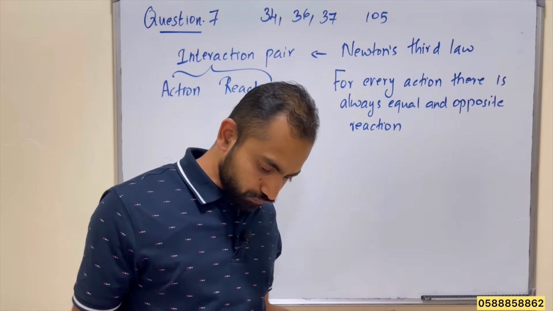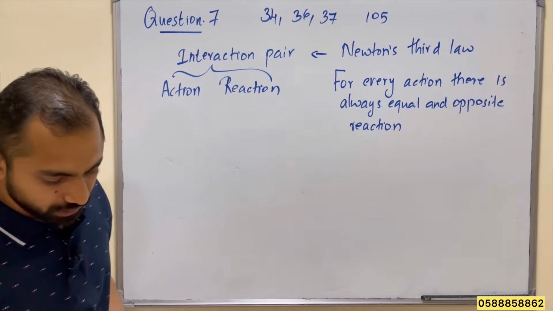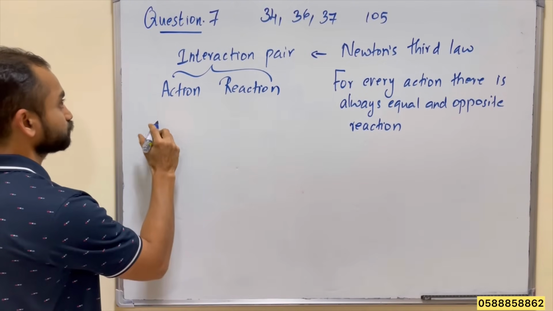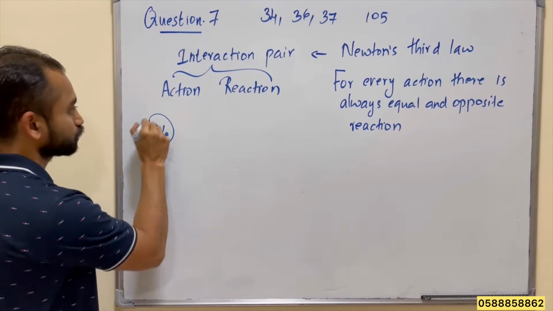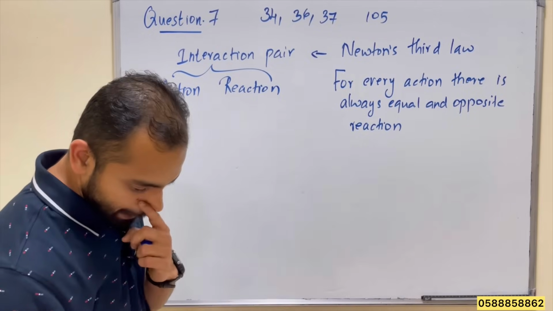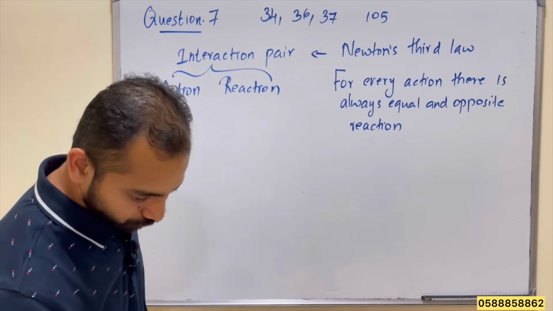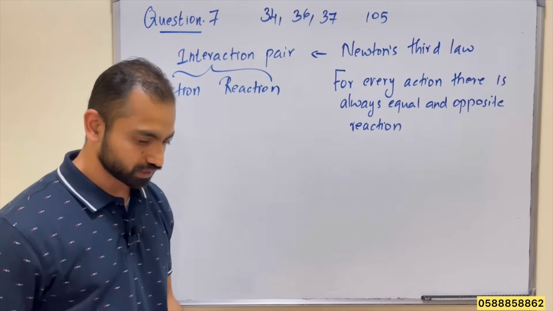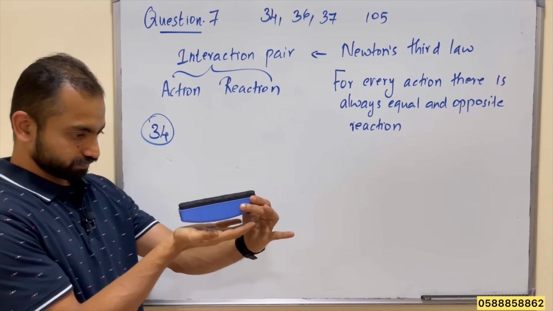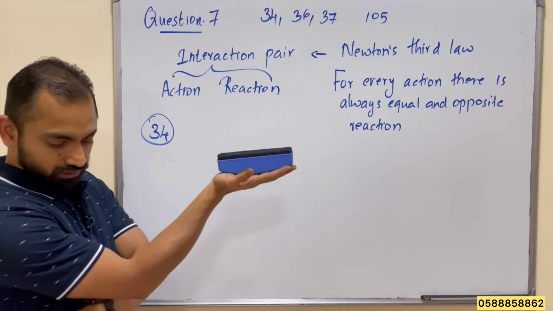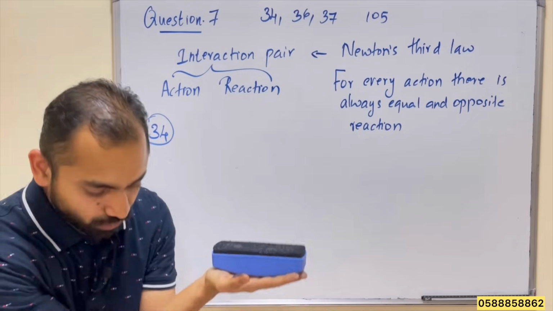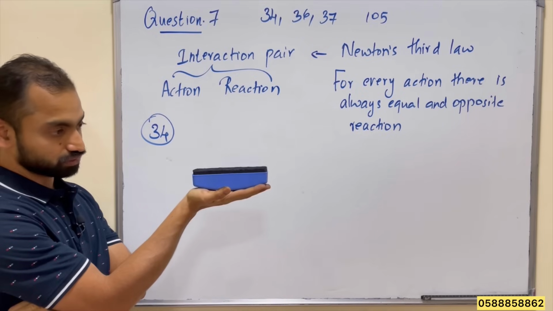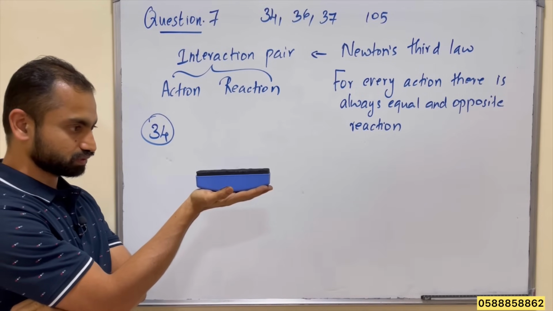Identify each force acting on the ball and its interaction pair in figure 20, that is question number 34 from your textbook, page number 105. Identify each force acting on the ball. There is no ball here, so I will use this duster. What are the forces acting on this duster? There are two forces acting on the duster.